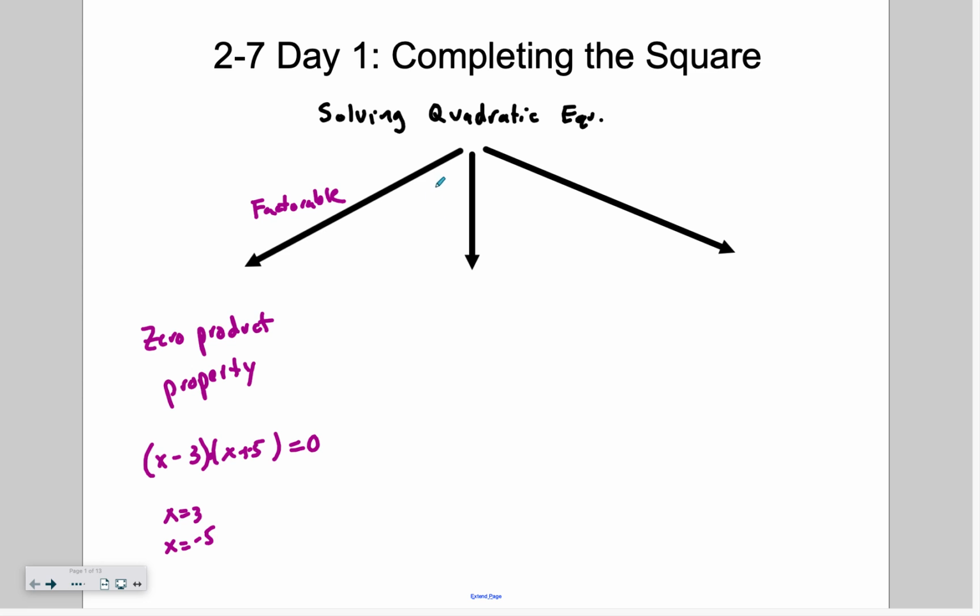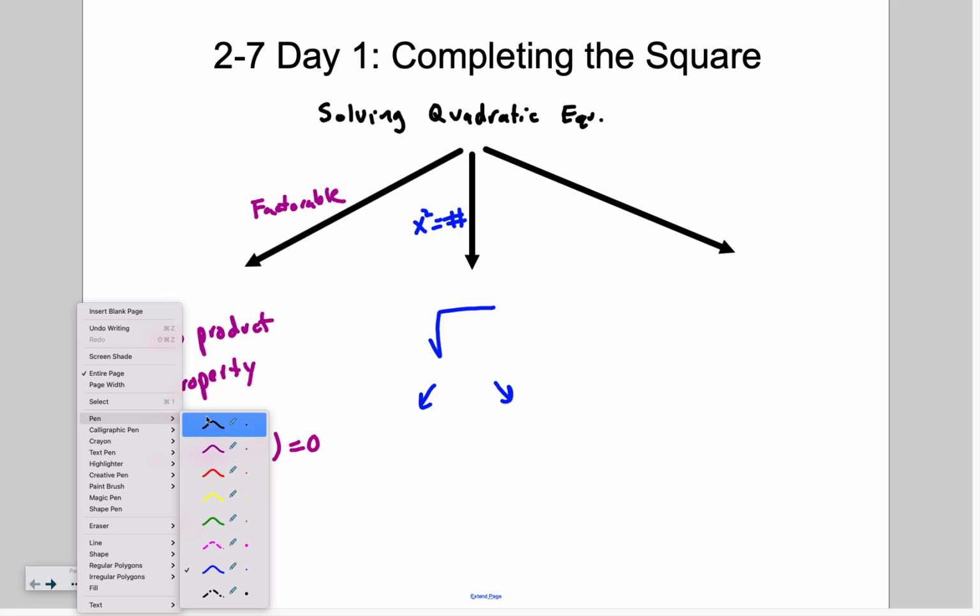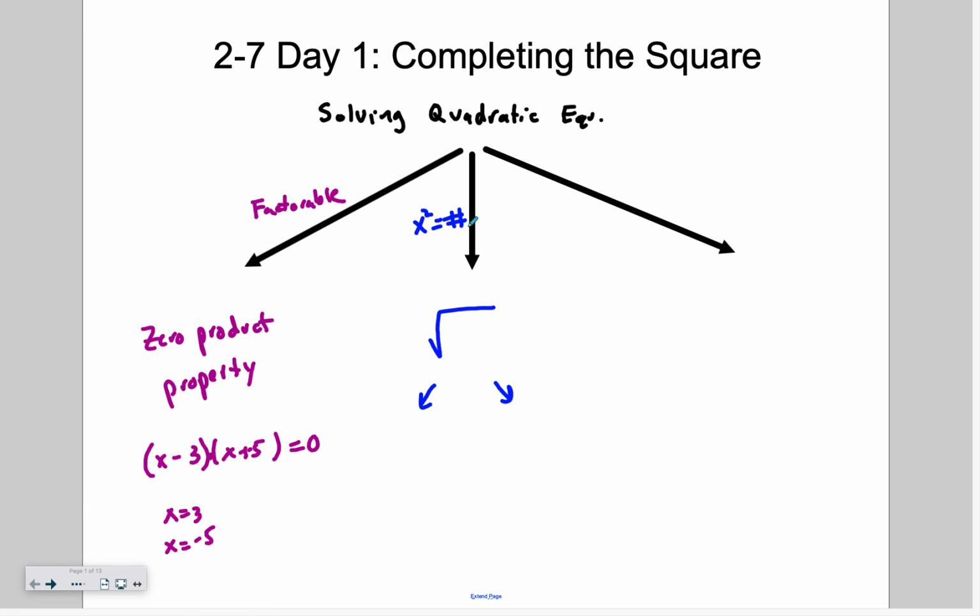We can also solve equations if they look like something squared equals a number. Those we can solve by taking the square root of both sides and thinking of the positive and the negative case to get our solutions. And then I said there are a bunch of quadratics that aren't factorable, and you can't take the square root as they are currently written. Those are the ones on which we can complete the square.